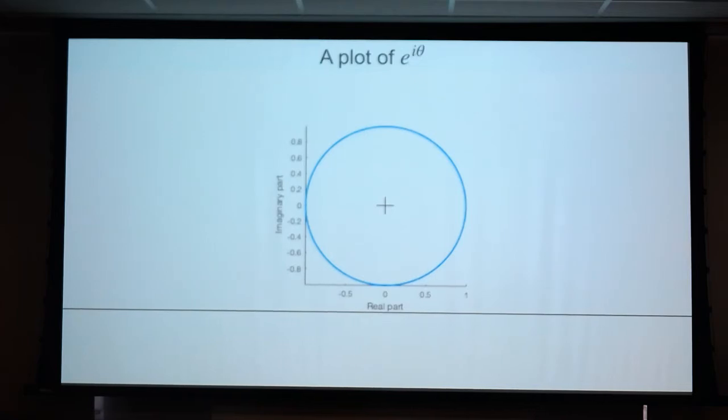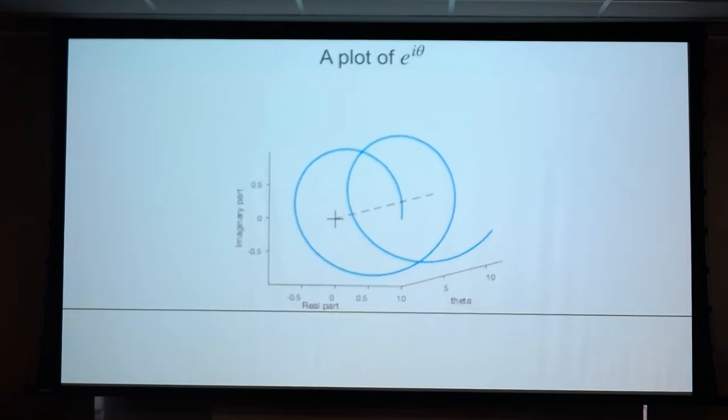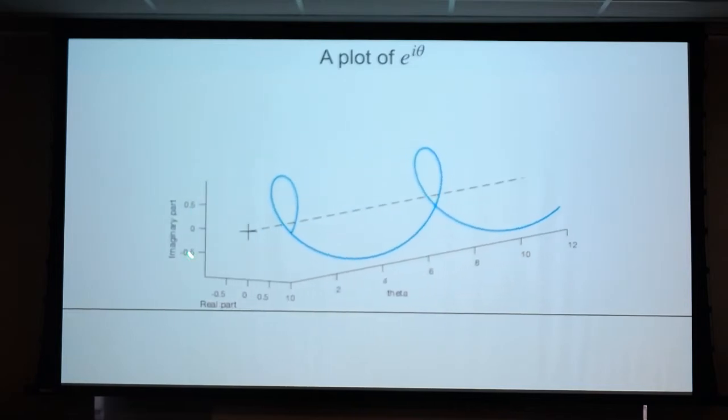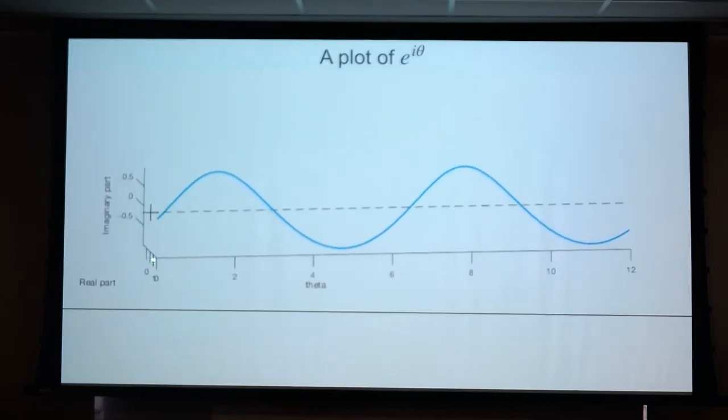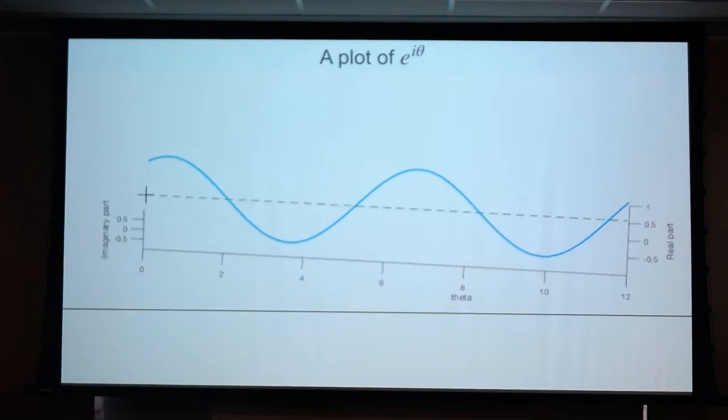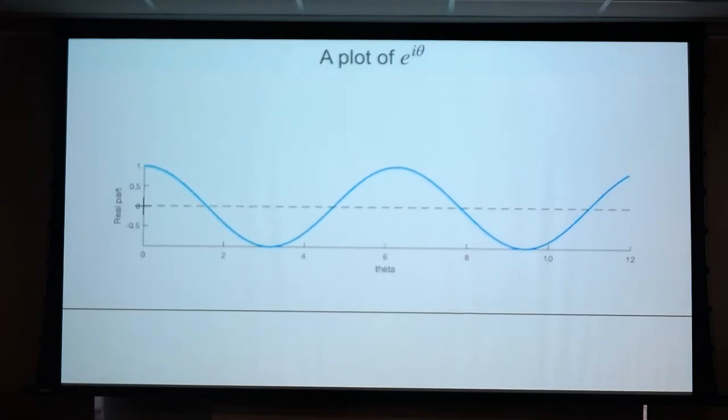So e to the i theta, because it has a real part and an imaginary part being the cosine and sine functions, if you were to plot it as a function of theta, where you're plotting the imaginary part and the real part, the thing is a spiral. And so if you look at the imaginary part, this here is a sine function. And if we rotate it so that we're looking at the real part, then it looks like a cosine.